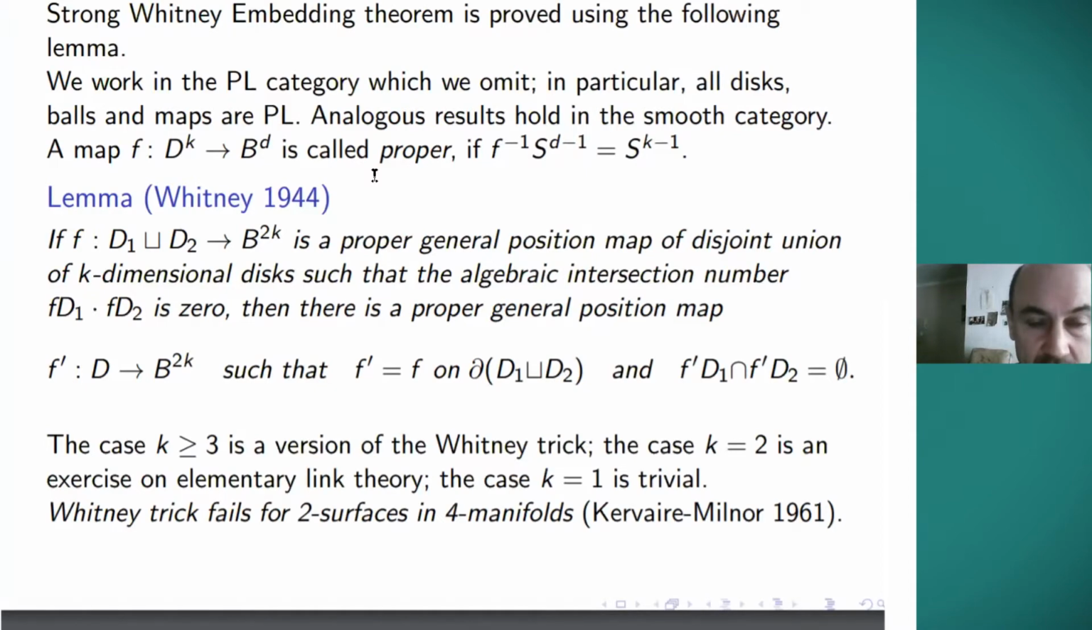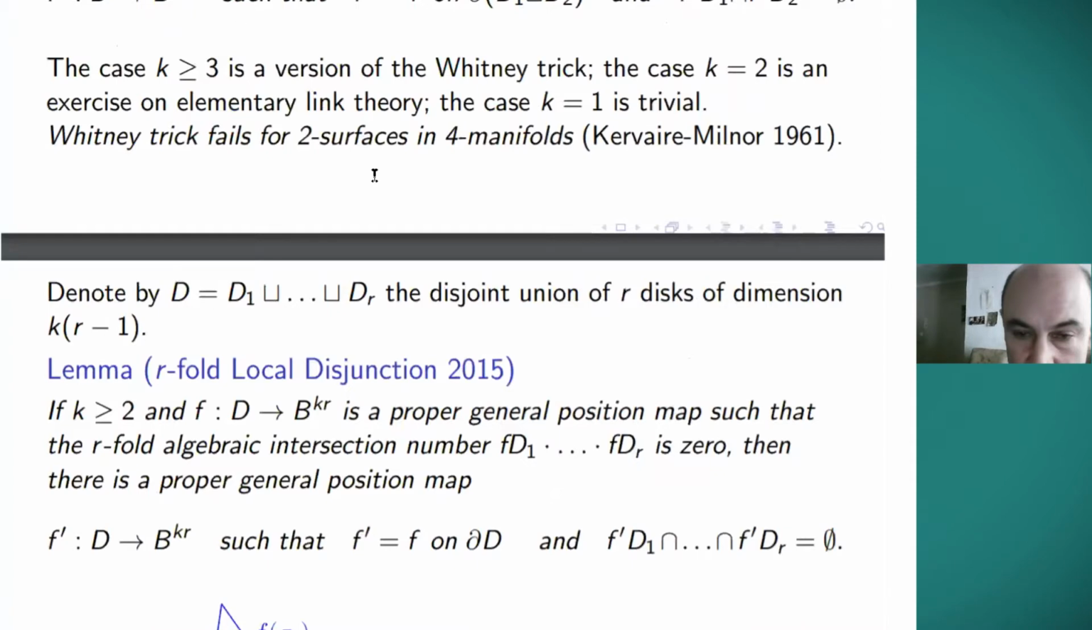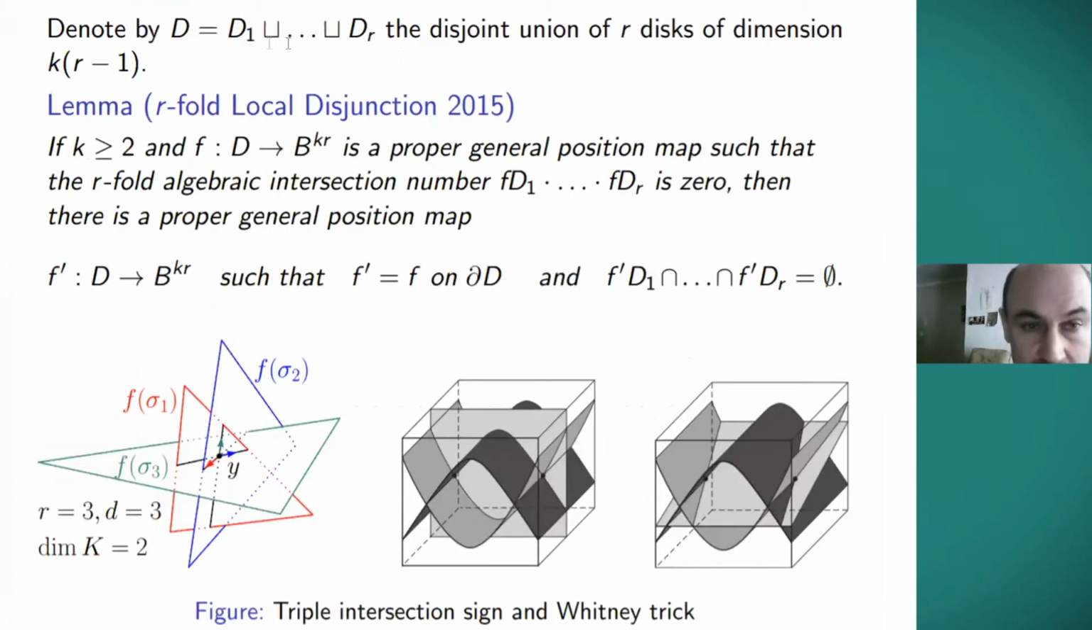So let me state the multiple version of the Whitney trick. Now D is the disjoint union of r disks. The dimension of each one is k times r minus 1, and the dimension of the ball to which those disks are mapped is k times r. So in general position, the self-intersections of the image of D consist of a finite number of points. This is a picture for 3 two-dimensional triangles in 3-space intersecting at a point. And this corresponds to r being 3 and k being 2. Sorry, k being 1.